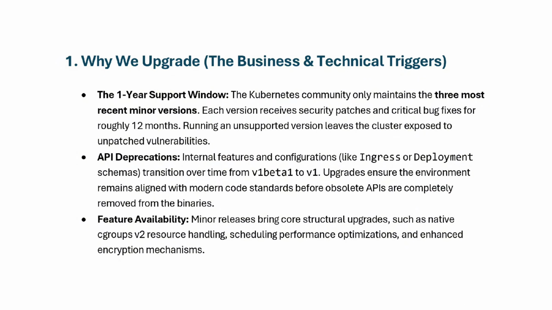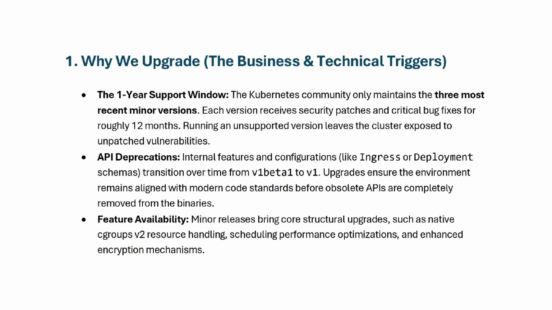Second, API deprecations. Internal features and configurations, like ingress or deployment schemas, transition over time from version v1beta1 to v1. Upgrades ensure the environment remains aligned with modern code standards before obsolete APIs are completely removed from the binaries. Third, feature availability. Minor releases bring core structural upgrades such as native cgroup version 2 resource handling, scheduling performance optimizations, and enhanced encryption mechanisms.